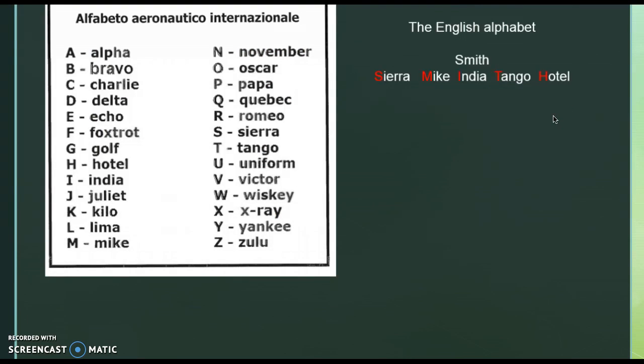In English, we follow the International Aeronautical Alphabet. So this is just for your information. So for example, if you had to spell Smith, you would say Sierra, Mike, India, Tango, Hotel.